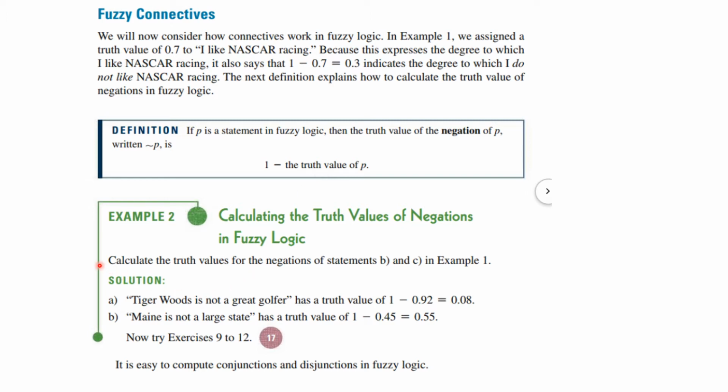Let's do a calculation with this. In part A, we said that Tiger Woods is a great golfer had a truth value of 0.92. So that means that Tiger Woods is not a great golfer has a truth value of 1 minus 0.92, or 0.08. In the first example, we said that Maine is a large state had a truth value of 45%. So Maine is not a large state. The negation of that has a truth value of 1 minus 45%, which is equal to 55%. So we've defined what it means to do a negation in fuzzy logic.